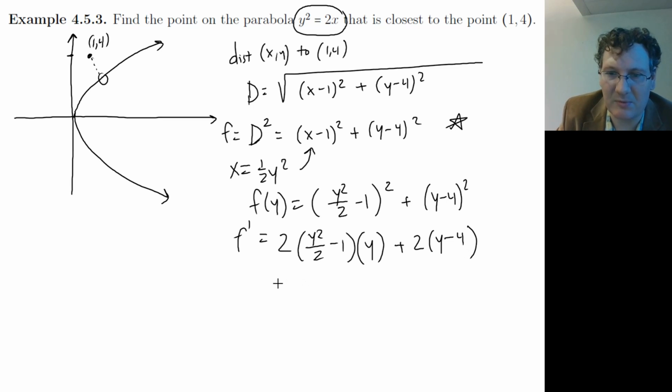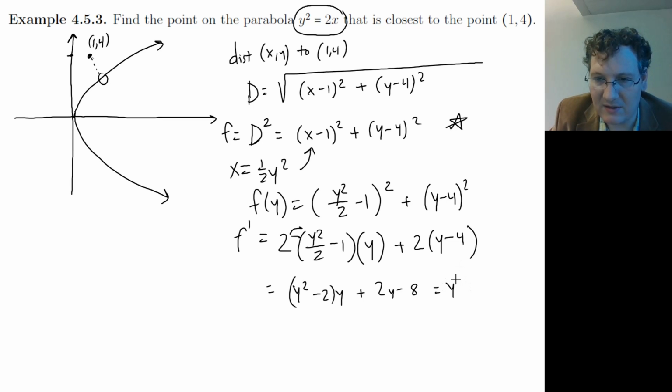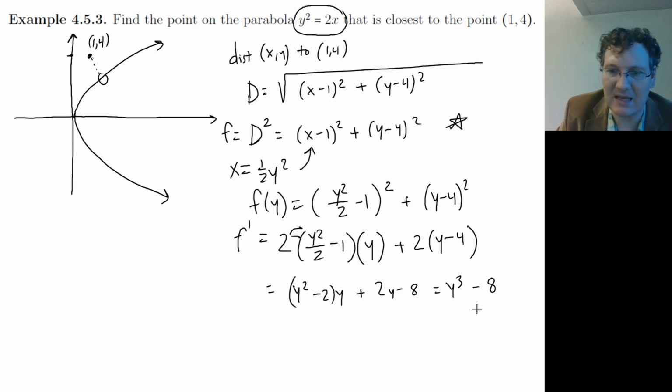And I'm going to clean this up a little bit. Distribute the 2, and we're going to get y squared minus 2 times y plus 2y minus 8. So this is actually y to the third minus 2y plus 2y. The 2y's are going to cancel, and so I'm going to have y to the third minus 8. That's the first derivative.